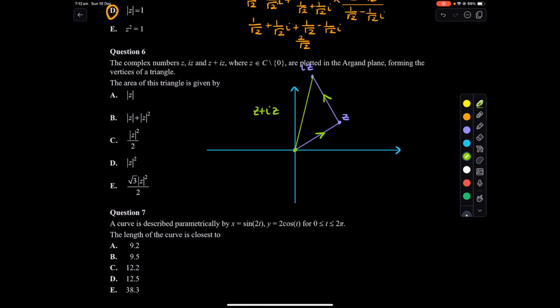Great. So we have that and that, plotted as the vertices of the triangle. Okay, have we done everything right? The area of a triangle is given by this. Okay, so now let's think.